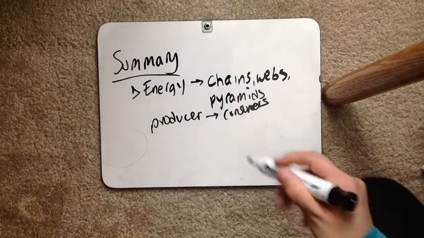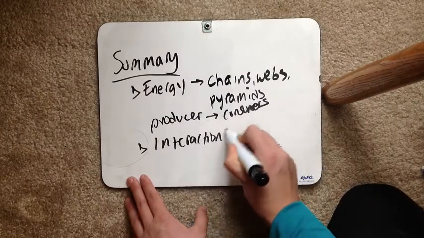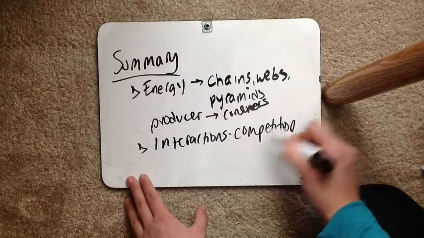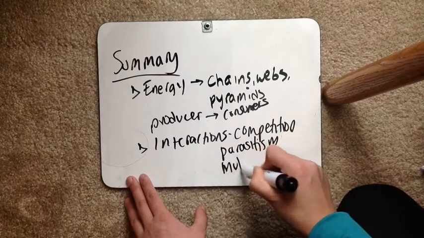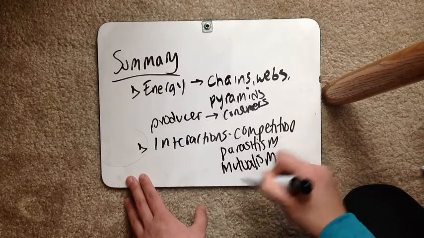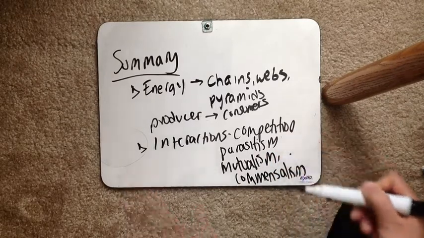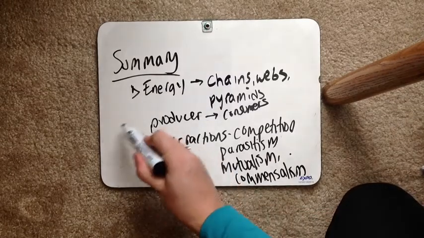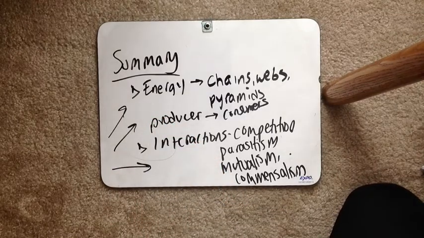And we also know that there are multiple interactions between organisms, and this includes competition, parasitism, mutualism, and commensalism. So those are basically ways that organisms interact within their community. We'll focus this week on these 2, and next week we'll look a little bit at some of the specific interactions in populations or groups of organisms that are the same.